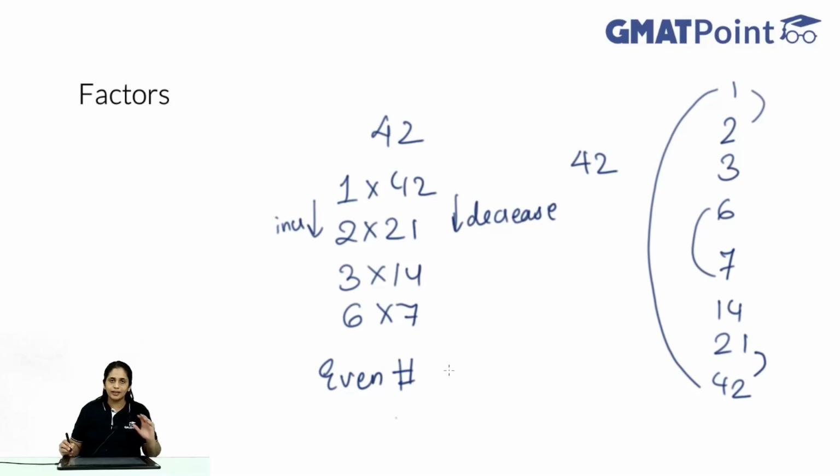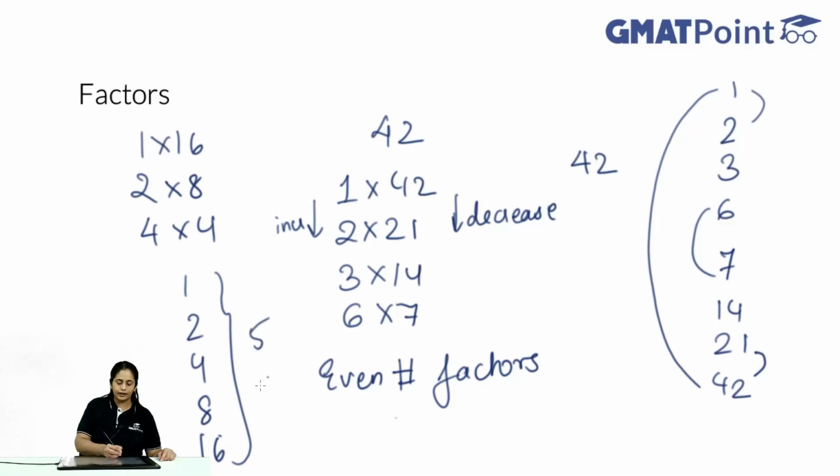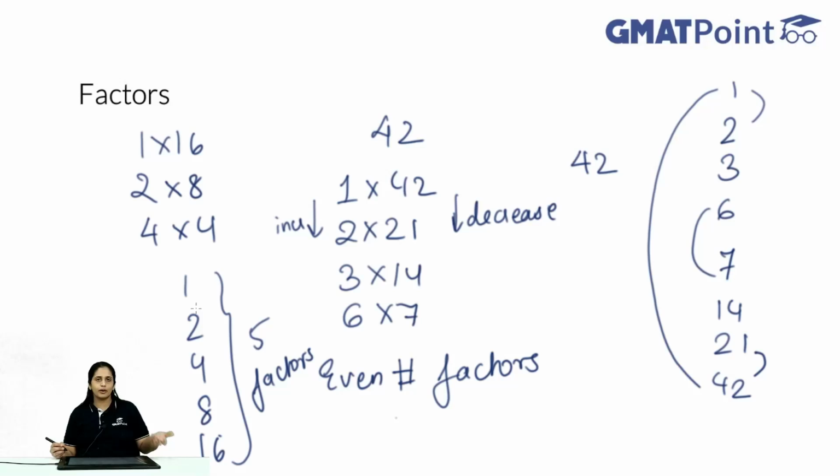So in general, when a number is not a perfect square, you get an even number of factors. When a number is a perfect square, you get an odd number of factors. Now why is that the case? So consider 16 for example. 16, you have 1 into 16, 2 into 8, 4 into 4. So how many factors do I get? I get 1, 2, 4, 8, 16. So that is a total of 5 factors. The reason why I get an odd number of factors is because I can't write 4 two times, because 4 is just one number in a set.